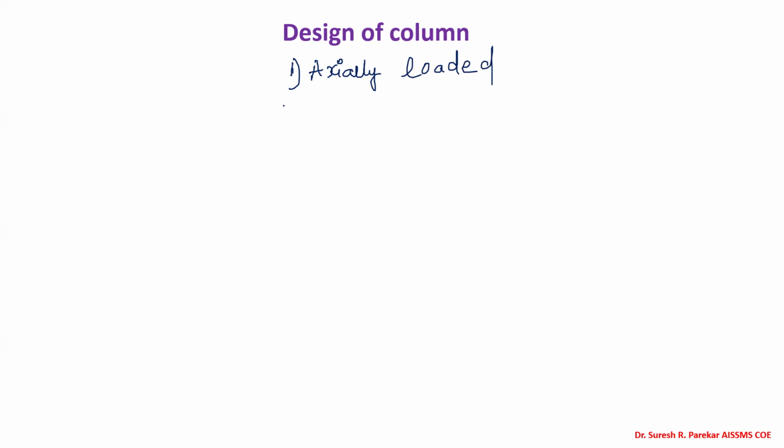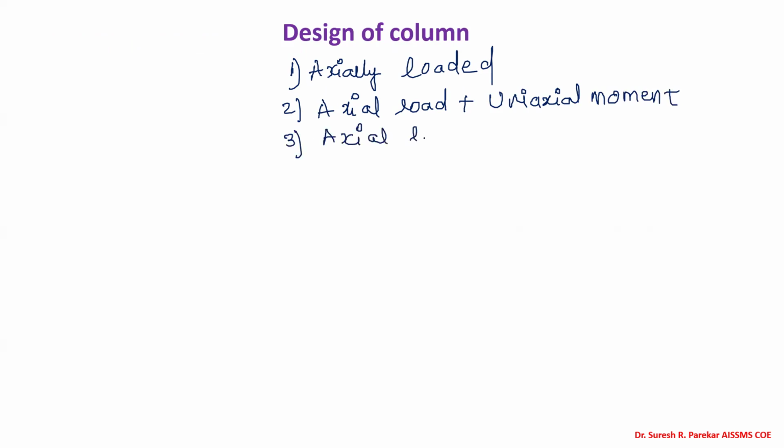Second, we have axial load plus uniaxial moment. Uniaxial means moment along one axis. And third, we have axial load with biaxial moment. So we have these three columns, and now we will see how we will go design of these three columns.